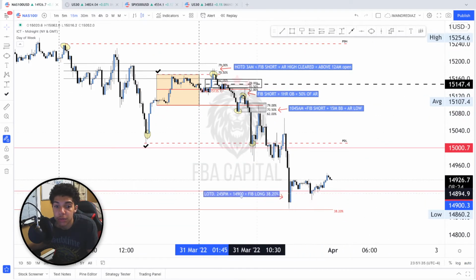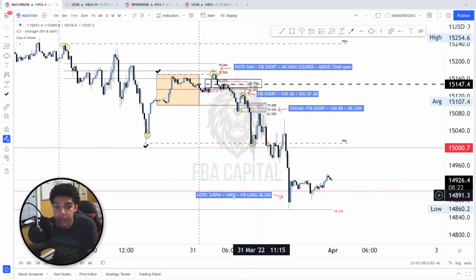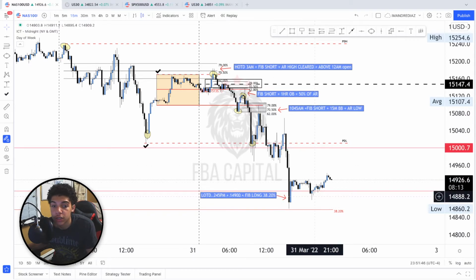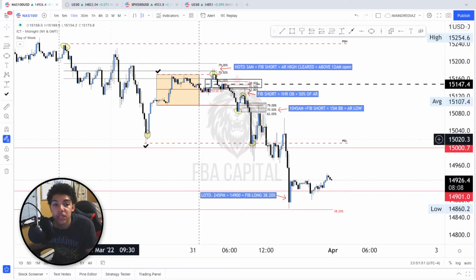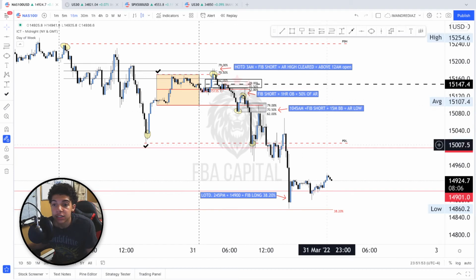So you want to annotate that because the likelihood of being able to catch a trade like this in the future is going to be more likely than unlikely. And that's just what it is. We have the low of the day at 2:45 p.m. after price traded into 14,900, rejected it, into the fib long 38.20% from the previous week's low to the current week high. And this is really all that happened today.